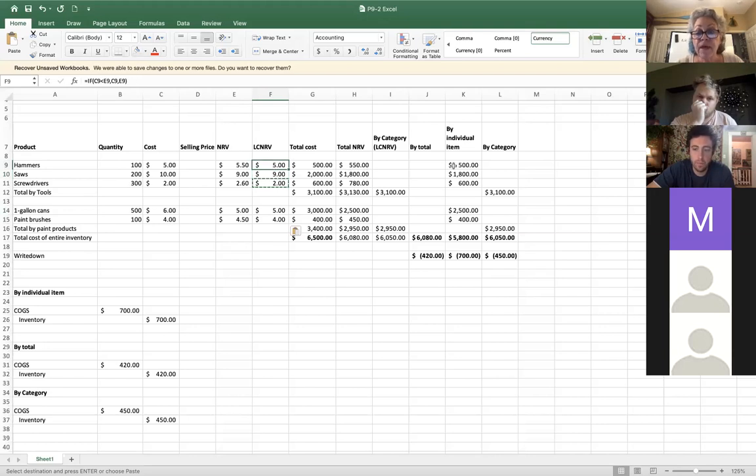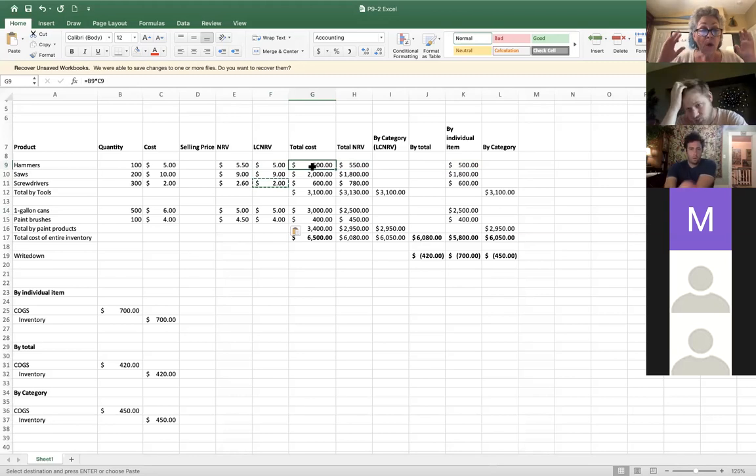Okay. Then when I'm recording it by individual item, I just multiplied it by its, well, I've got total cost and total NRV, I'm sorry, where I've multiplied the cost times the quantity. The cost times the quantity.